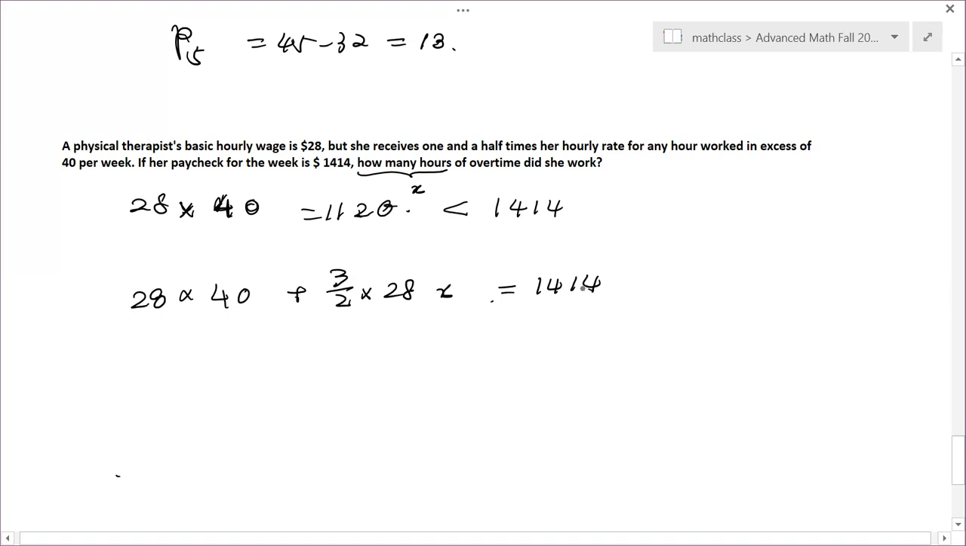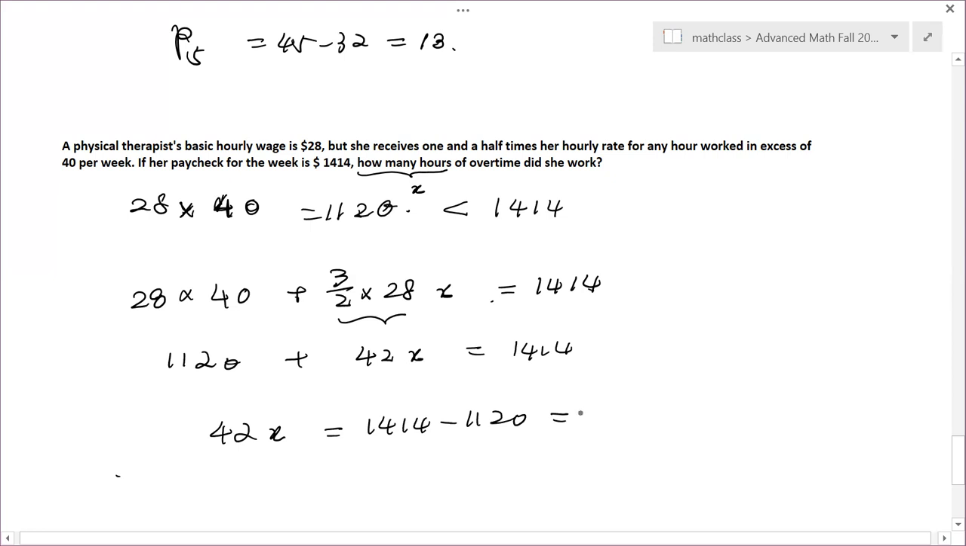Then you get 1,414. So if you multiply this out, oh, this hourly pay is pretty high. It's $42 now. And here is 1,120. So 42X, simplified, is going to be 294. Then X is going to be 294 divided by 42, about 7 hours. So it's less than 1 day, just 7 hours.